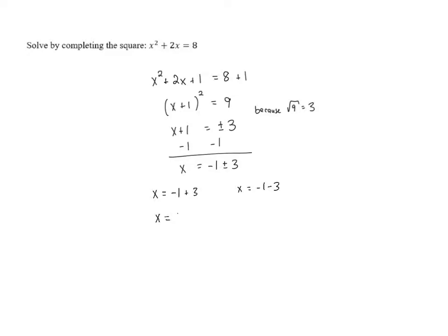Negative 1 plus 3 is 2, so our first solution is x equals 2. And then the second one, negative 1 minus 3 is negative 4. So the second solution here is x equals negative 4. And so our final answer is going to be x equals 2, or x equals negative 4.